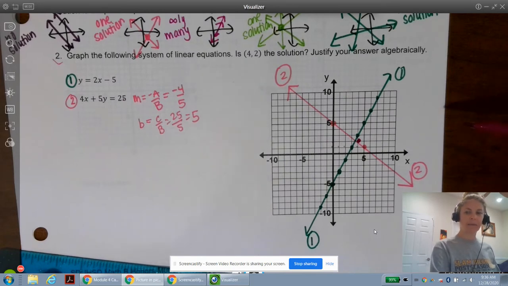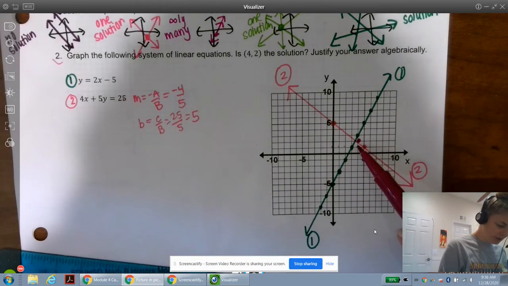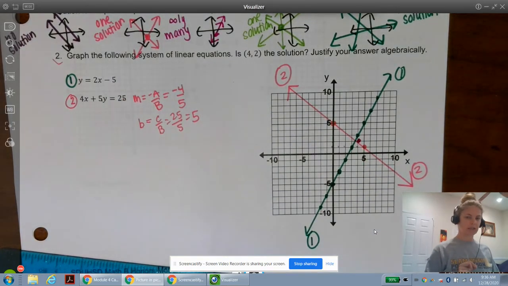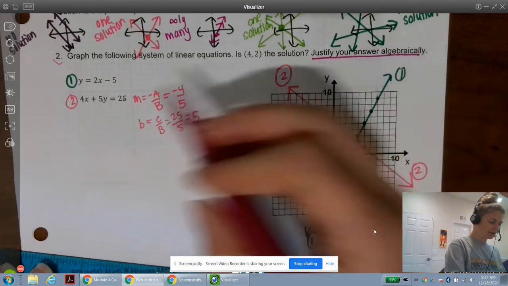A lot of times, especially if you're not being as accurate with your graphing, you might say, oh, well, it's really close to here, I'm just going to say that's the solution. That is not okay here. We need to be as accurate as possible. And this says justify your answer algebraically.